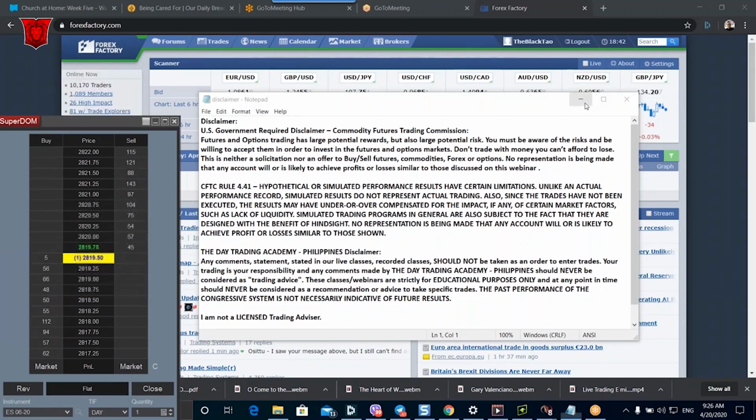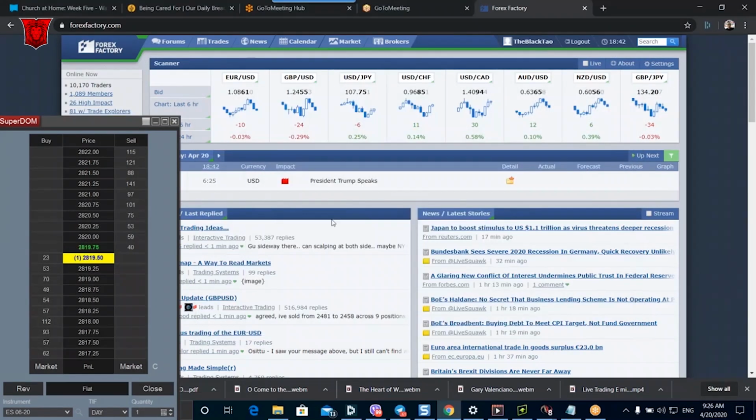In terms of the economic news release, really there's none. President Trump spoke earlier this morning, Philippine time, 6:25 a.m. But in terms of news releases, there's really none. So let's look at the chart.